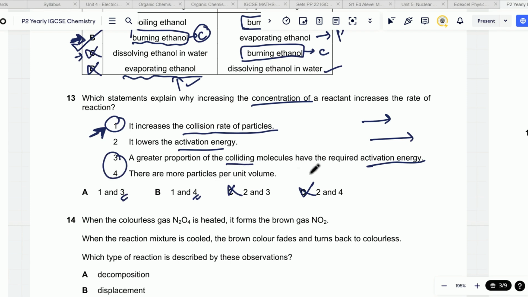A greater proportion of colliding molecules have the required activation energy. Is this why, when we increase the concentration of reactant, it eventually increases the rate of reaction? Or is it that as we increase the concentration, it gives us more particles per unit volume? So because of this, more collisions occur because there are more particles per unit volume than before. Do you understand this point? The space is the same and the particles have increased by increasing the concentration. This is what they're basically trying to say. So which one is more justifying, 3 or 4?